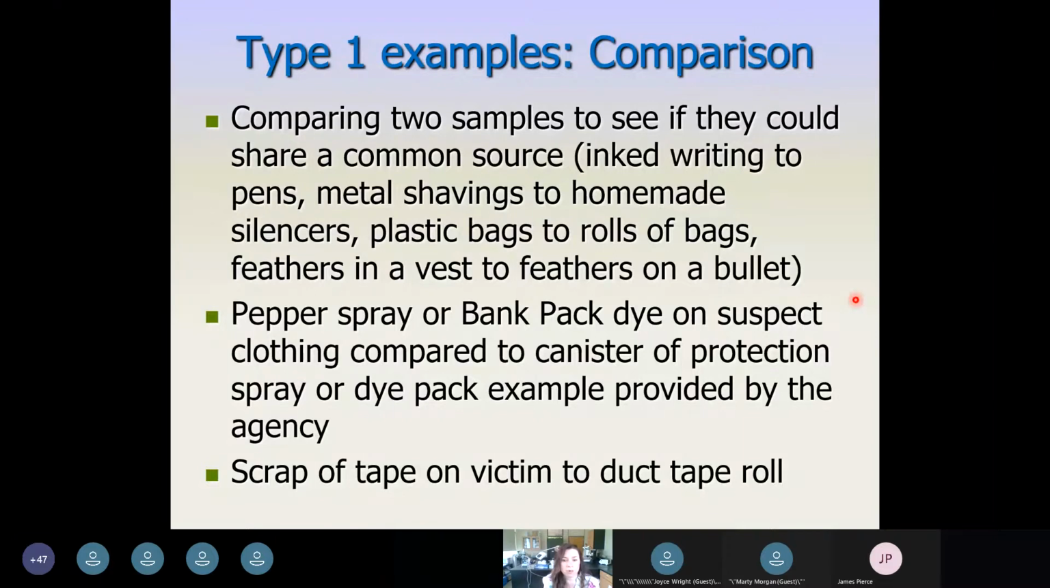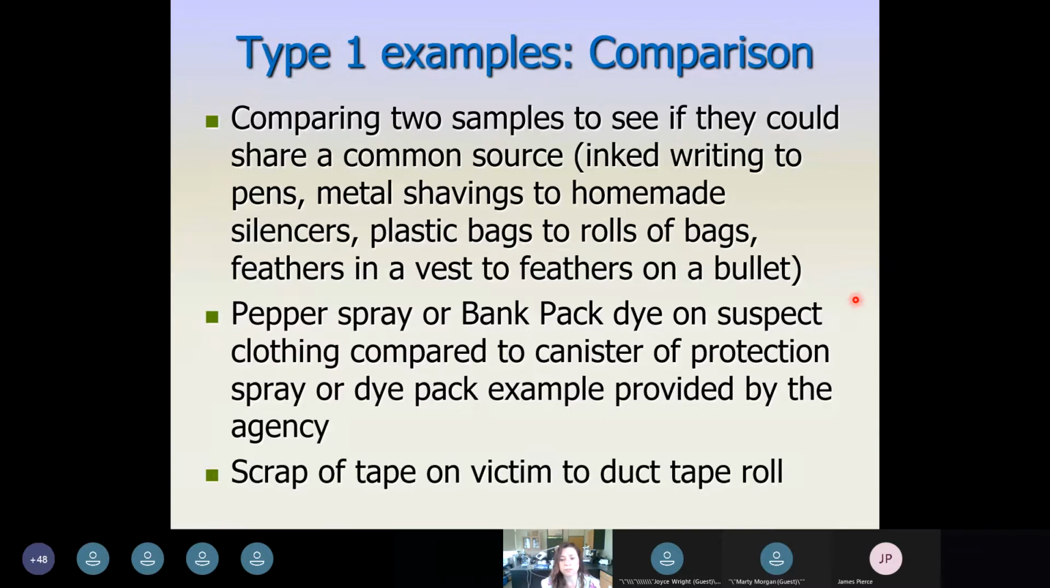Let's go through a couple more examples. We do not do any sort of handwriting analysis in the lab. However, if you have a note that was written with an ink pen, we can do analysis to see if the ink on the paper would be associated with any sort of pen that a suspect may have. We can also analyze metal shavings that are found in somebody's home with maybe a silencer that they had made. We can compare those shavings to the metal.